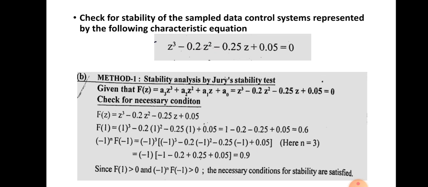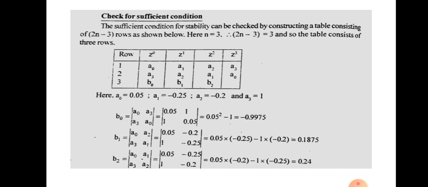So next, what is the step? Next we have to check the sufficient condition. There are two methods. Here we are utilizing the first method for finding the sufficient condition for stability. For that we have to form a table using the coefficients of this f of z, and I have already said the coefficients are a3, a2, a1 and a0. So here we can first form the table.